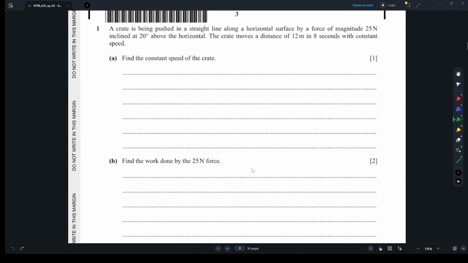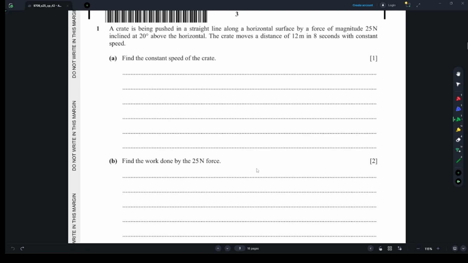So the first question: the crate is being pushed in a straight line along a horizontal surface by a force of magnitude 25 Newton, inclined at 20 degrees above the horizontal. The crate moves a distance of 12 meters in 8 seconds, with a constant speed.